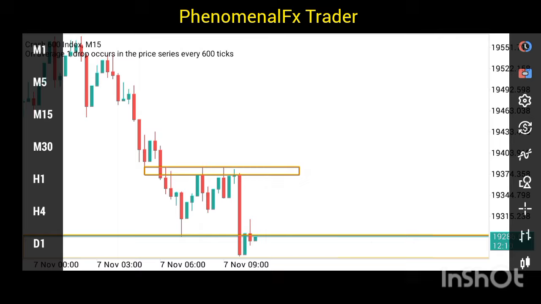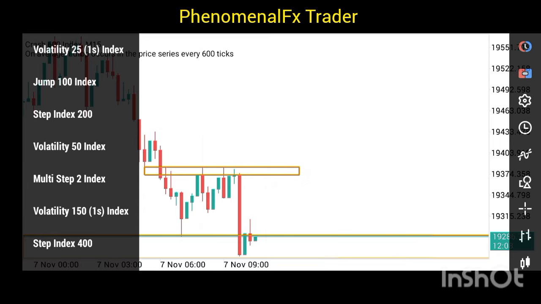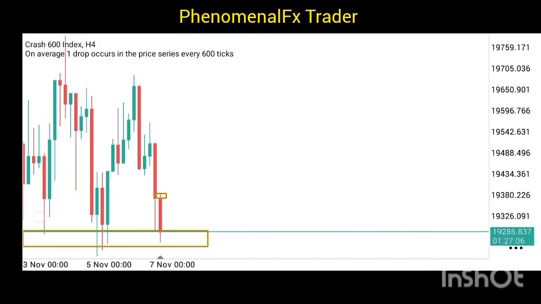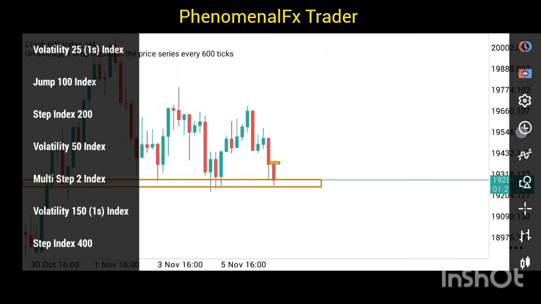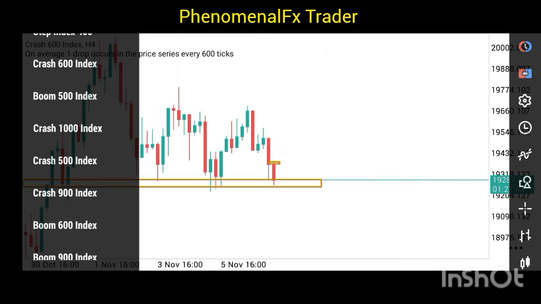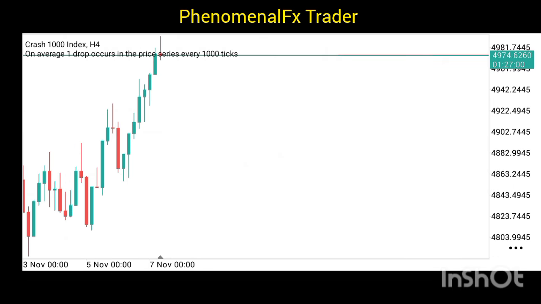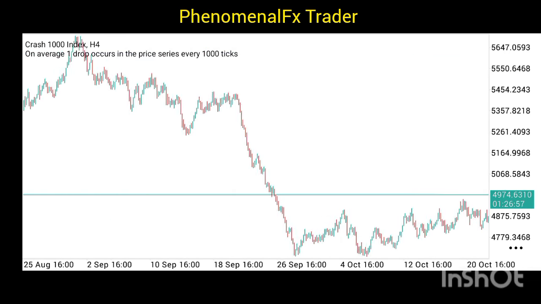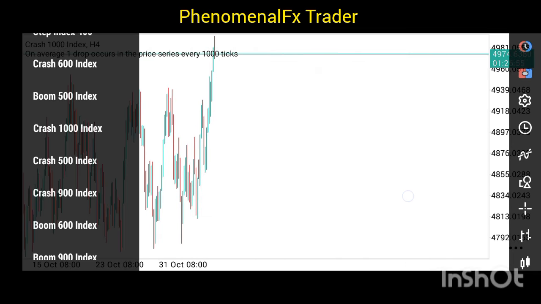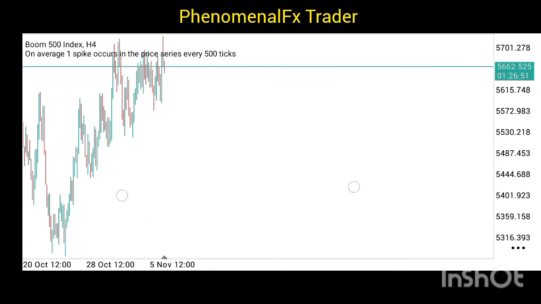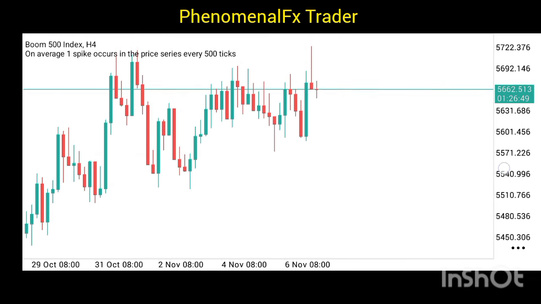All right, so let's check another pair. Let's quickly check on another pair on the 4 hourly time frame. Let's check, okay, crash 1000 index. Now for this particular one, okay, not crash 1000, there's a pair I saw, okay, here, crash 500 index, boom 500 index.